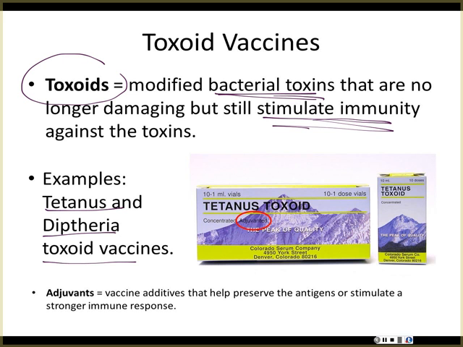Same thing with tetanus. Tetanus freezes your muscles in place, causes lockjaw. And so the tetanus toxin is the problem. So if you can make antibodies that attach to the tetanus toxin, that can prevent that from happening. So they call that the tetanus toxoid vaccine. The diphtheria is part of the DTaP vaccination that kids get, which is diphtheria, tetanus, and pertussis.